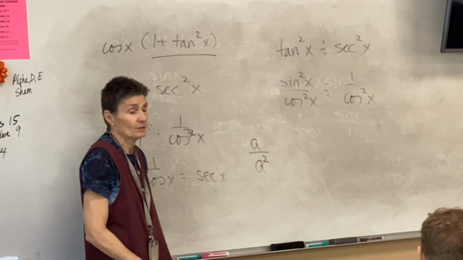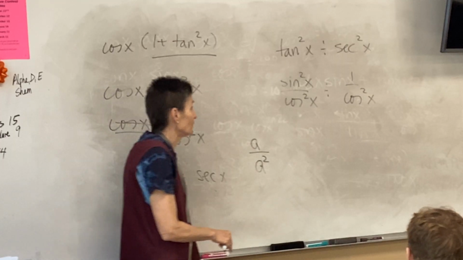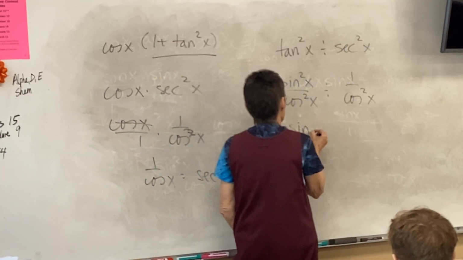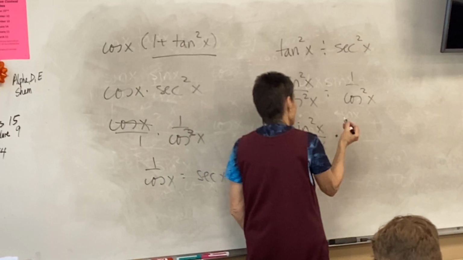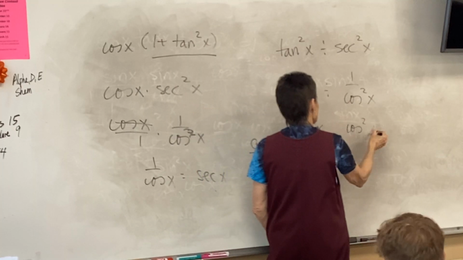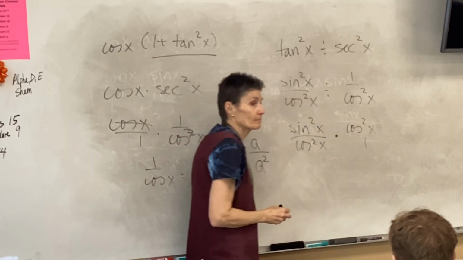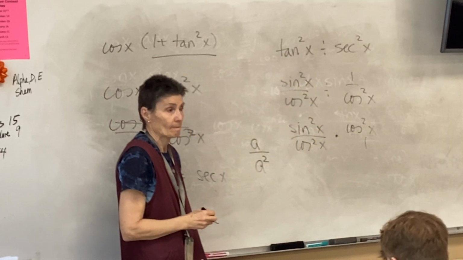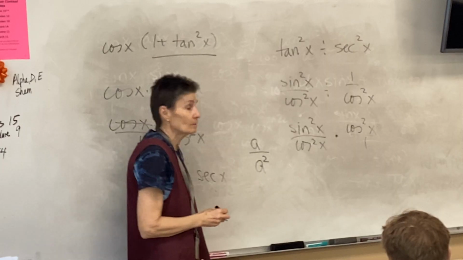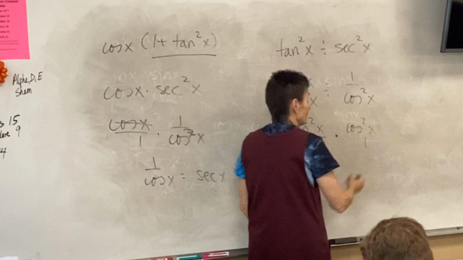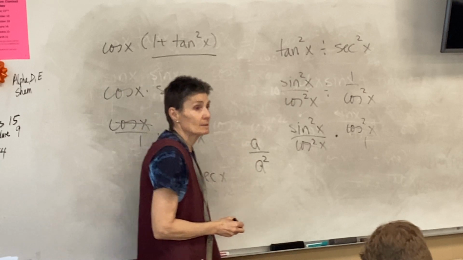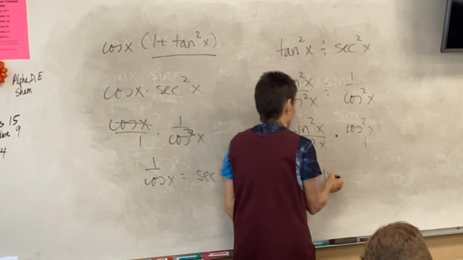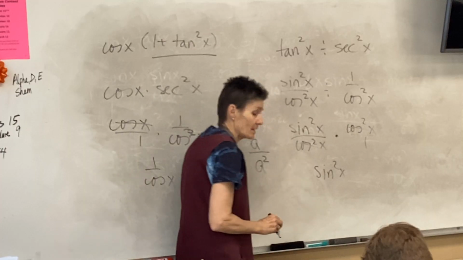Now what am I going to do? Keep change flip. So I have sine squared over cosine squared times cosine squared over 1. What happens? We can cancel these guys, right? So what are we left with? Sine squared. And that's your answer.